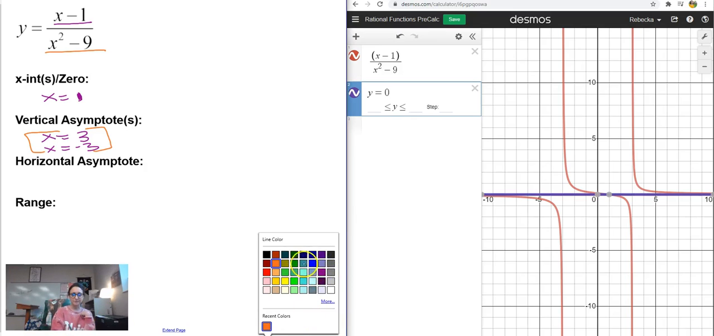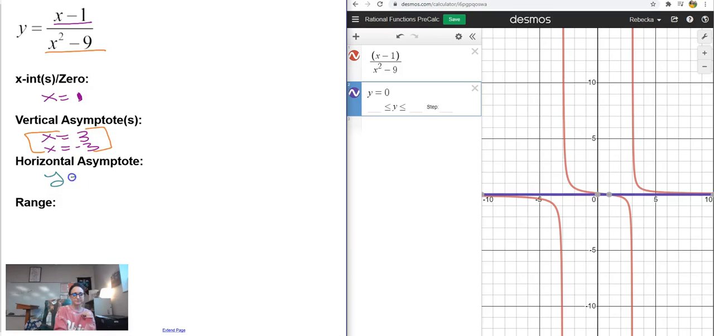Okay, this comes from the degree of the numerator versus denominator. So look at the degree of the numerator. Its largest exponent is 1, right? What about the degree of the denominator? It has a largest exponent of 2, right? So which one's bigger? 2 is bigger, right? The denominator is going to take over as x approaches plus or minus infinity.